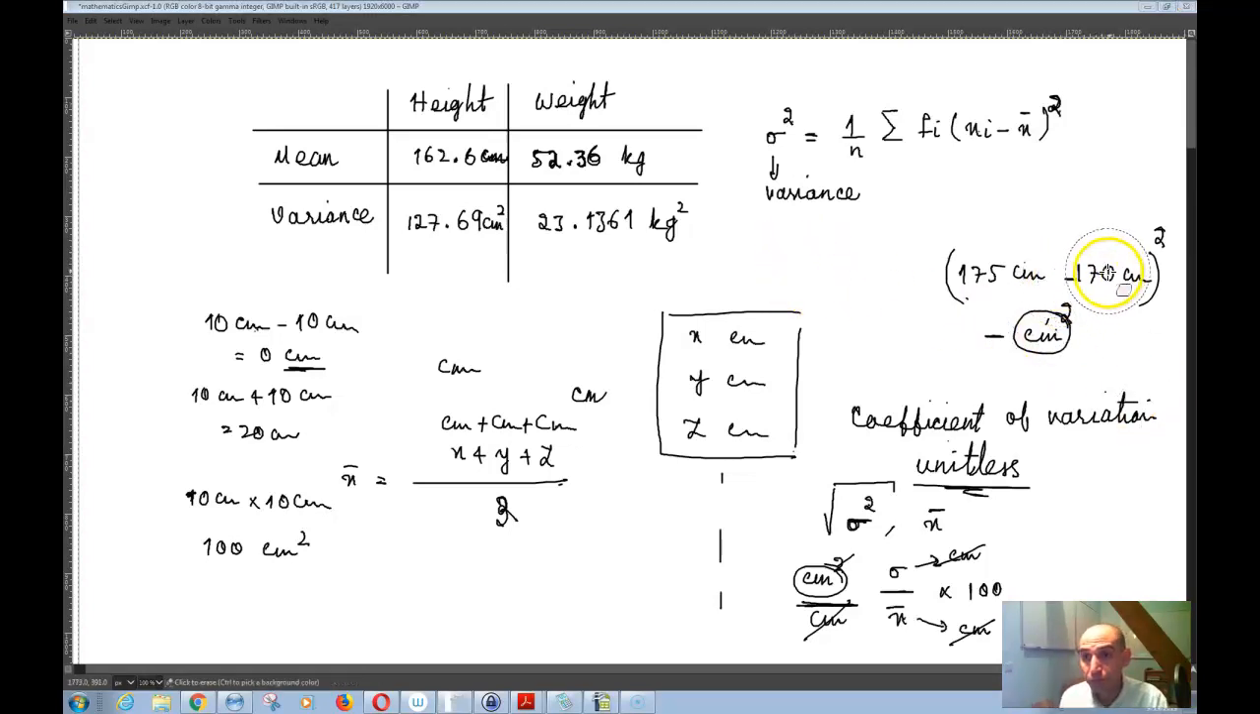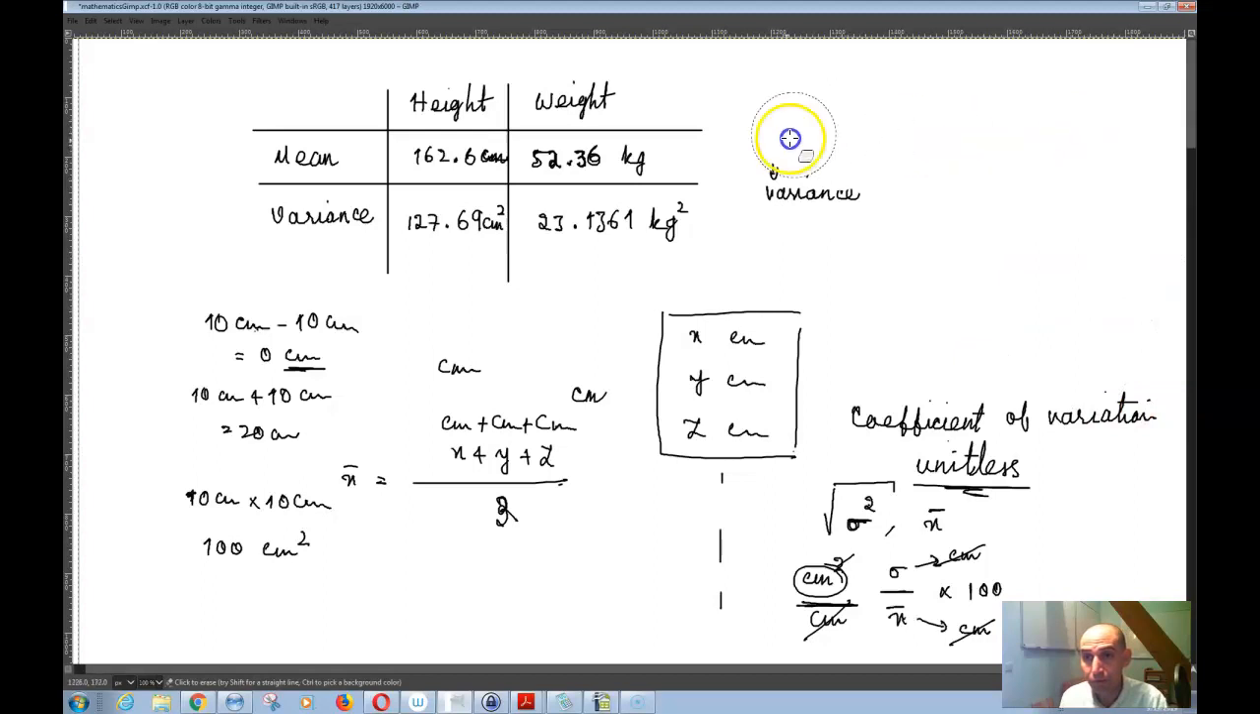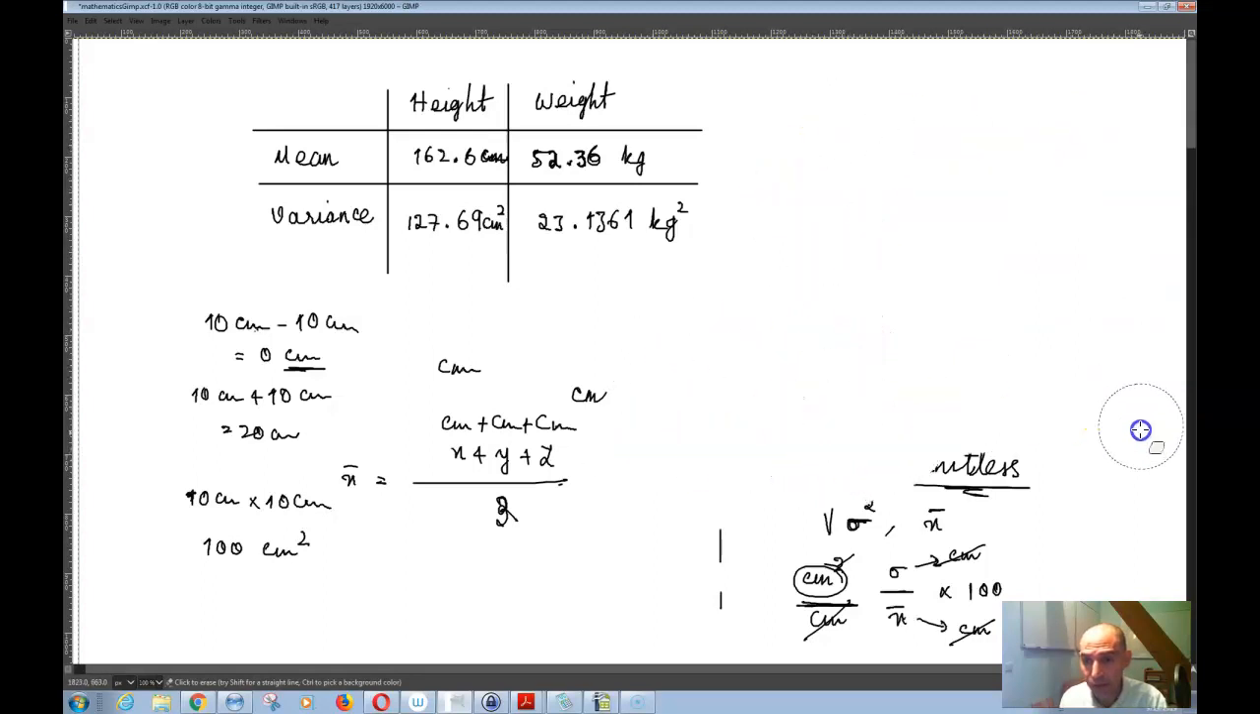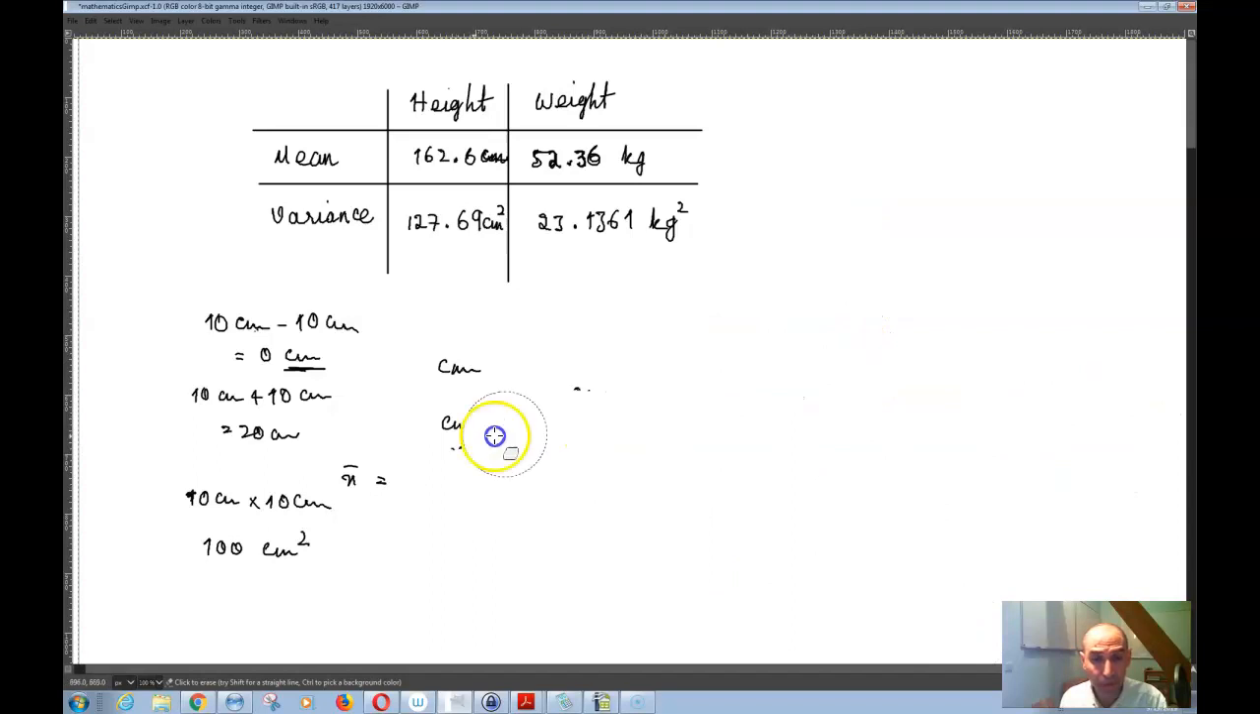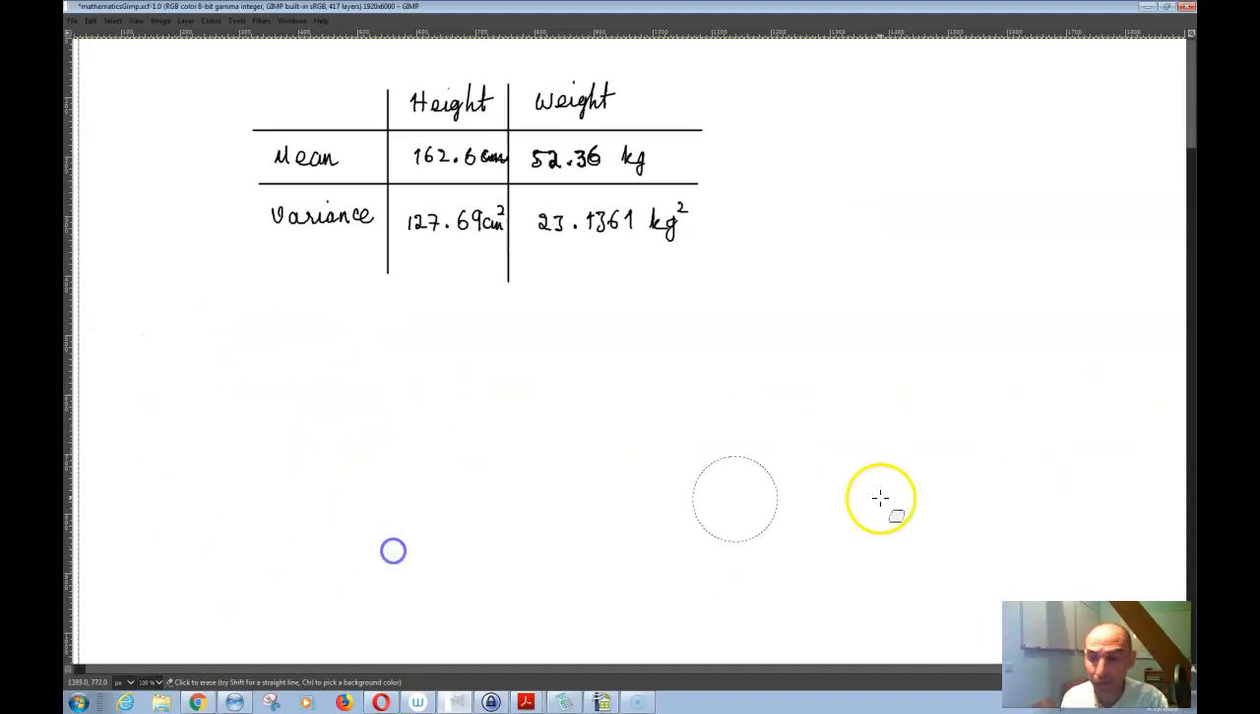Now, let me erase these things, and then we will get to the rest of this. So what that means is that, okay, what we want to do here is the coefficient of variation. No, I'm sorry, over here.